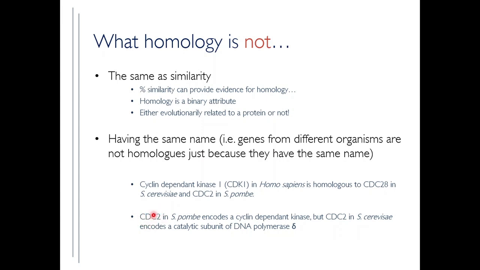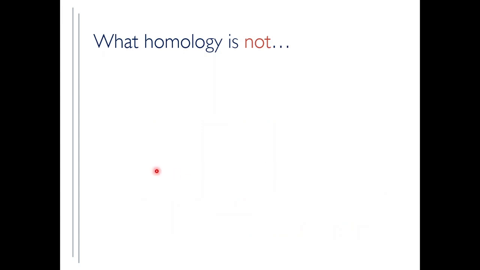And again, CDC2 in pombe encodes this cyclin-dependent kinase, but in cerevisiae, CDC2, again, same name, actually is not at all a homologue because it's frankly a completely different protein. It's a catalytic subunit of a DNA polymerase called DNA polymerase delta. Don't worry about that too much. It's involved in DNA replication. So just be aware of that.